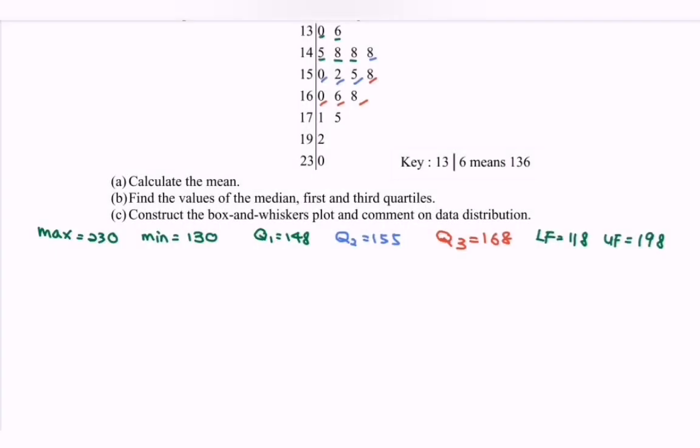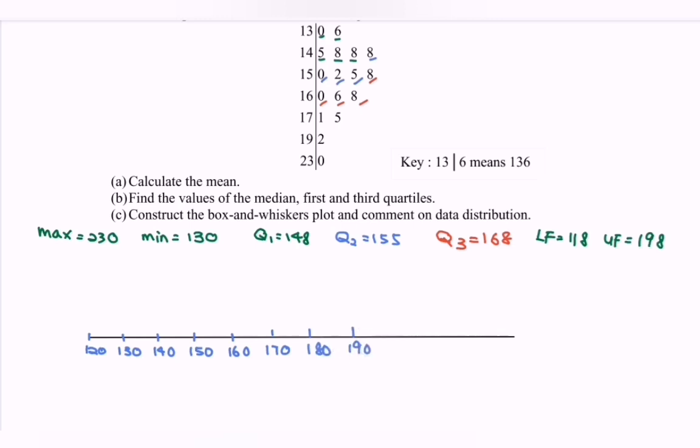Next, we have to construct a box and whisker plot. So first what we have to do is to draw a line with the scale. So let's say here we have 120. So here we have 130, 140, 150, 160, 170, 180, 190. Then we have the 200, 210, 220. Then we have 230.